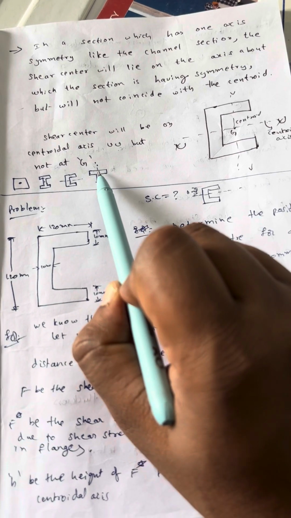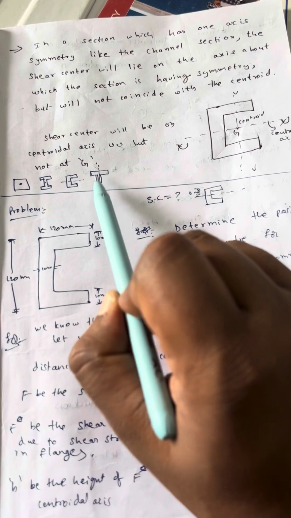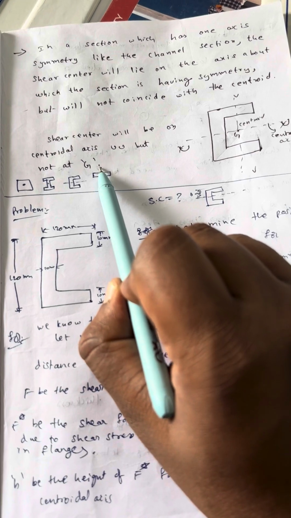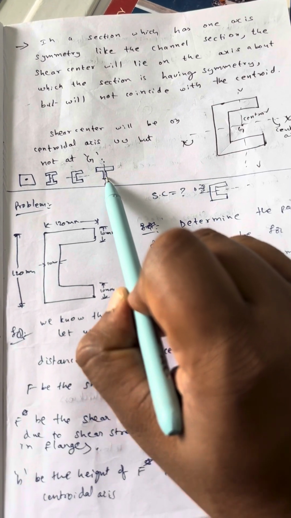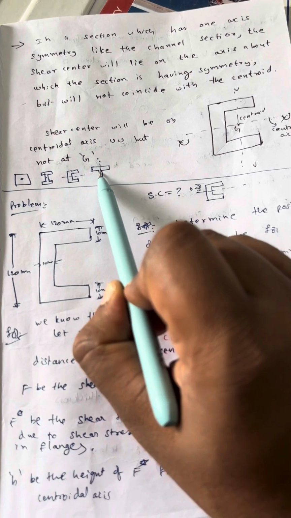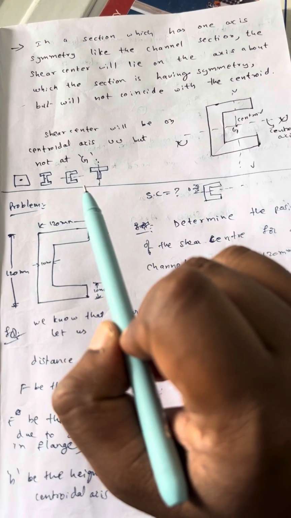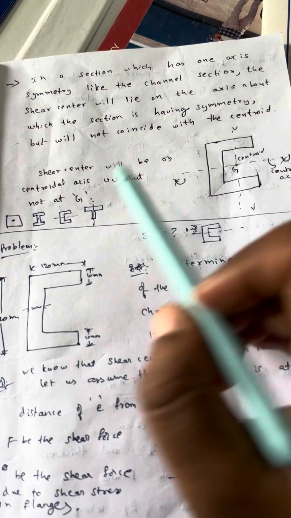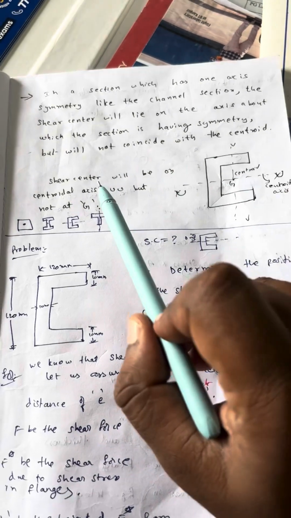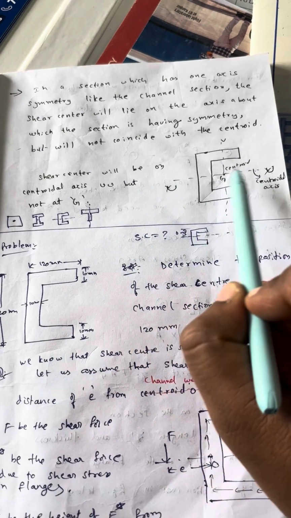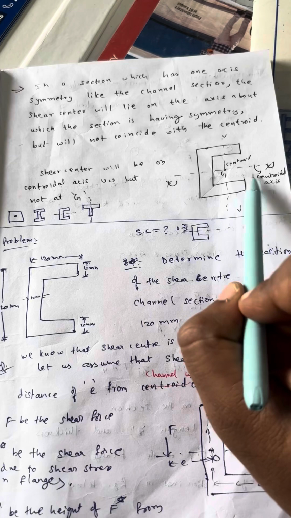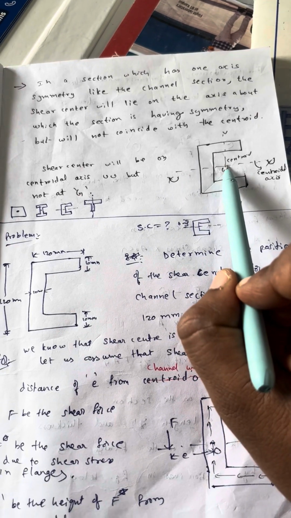Similarly, for T section, it is symmetric about the y-axis, not the x-axis. So the shear center will be present somewhere on the centroidal axis, this axis. Suppose if we see here, the shear center will be on the centroidal axis UU, but not on G.